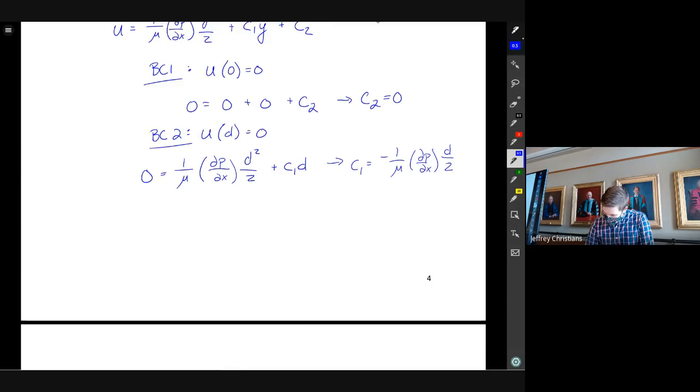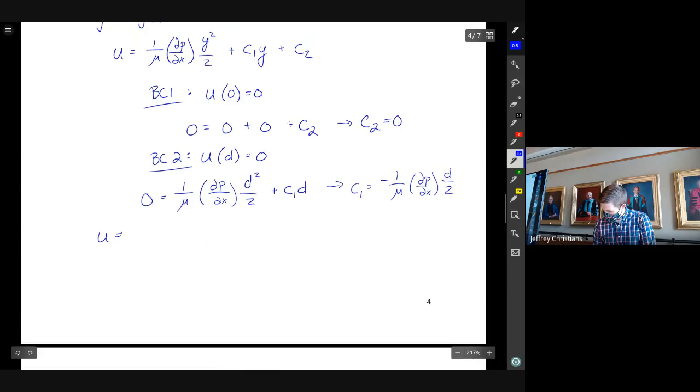If we do that, we get u equals, there's our initial equation, 1 over 2 mu dp dx y squared minus 1 over 2 mu dp dx d times y.